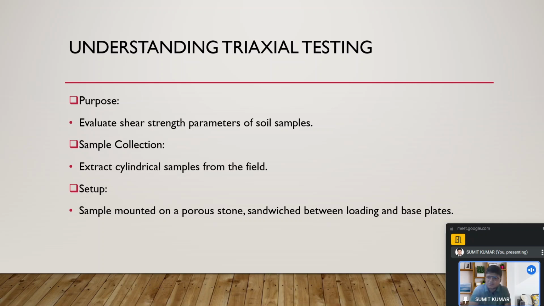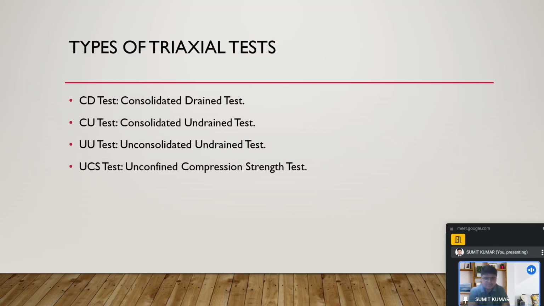We are also able to get the value of consolidation, but that is another aspect that will also be taken if required. First of all, we collect the sample and extract the cylindrical sample from the field. We put it into the membrane, and afterward we apply different conditions for water, and if we want to measure the pore water pressure, we will go test by test. There you can understand those points as well. The setup is a sample mounted on a porous stone, sandwiched between the loading and base plates.